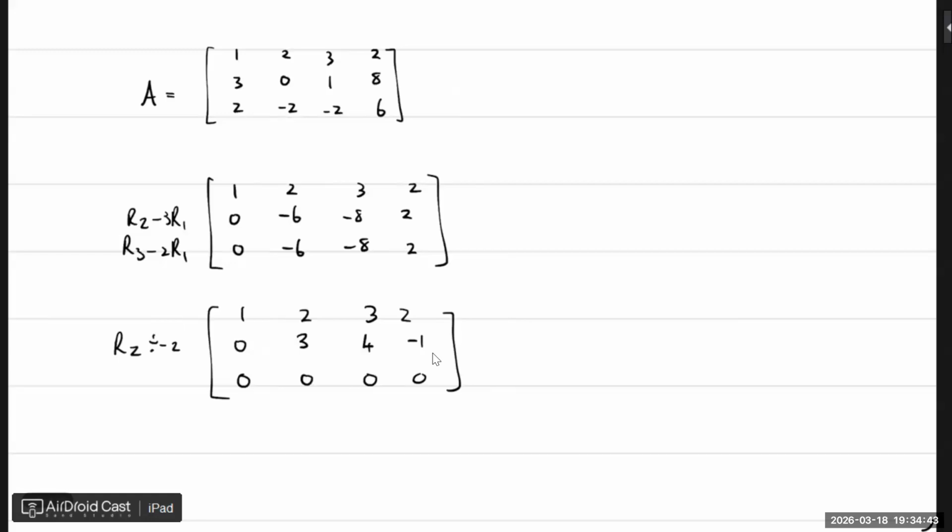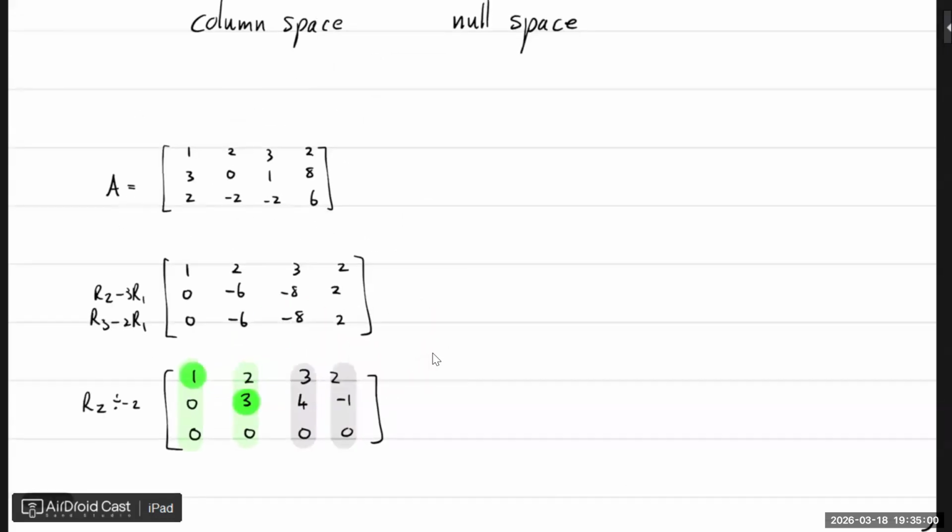So the pivot columns are this one and this one, because these are free. How you calculate the column space is you go back to the original. So it's this one and this one. So the column space of A is the span of (1, 3, 2) and (2, 0, -2).